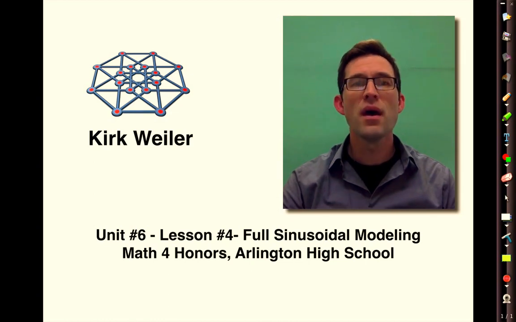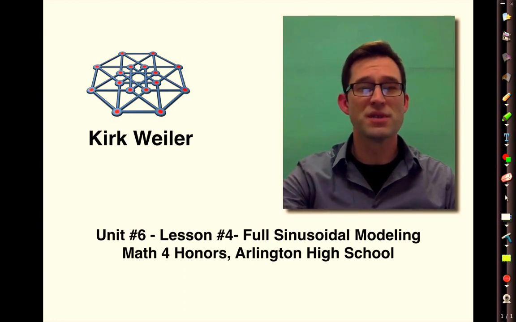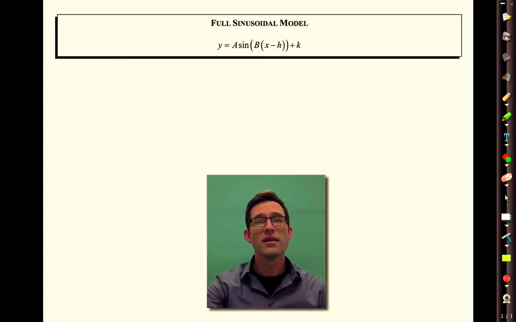And as always, this is at the pre-calculus level, so the assumption is that you've seen a little bit of this material before. Anyway, let's take a look at where we're going with this. In a full sinusoidal model, we've got four parameters: an A, a B, an H, and a K. We want to make sure that we know what each one of those does.